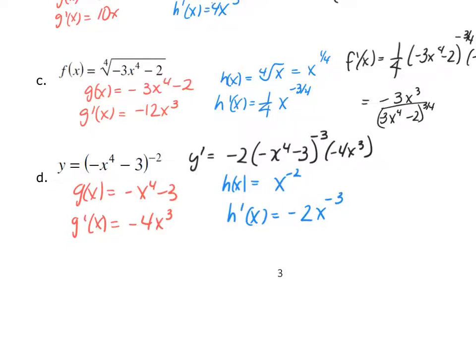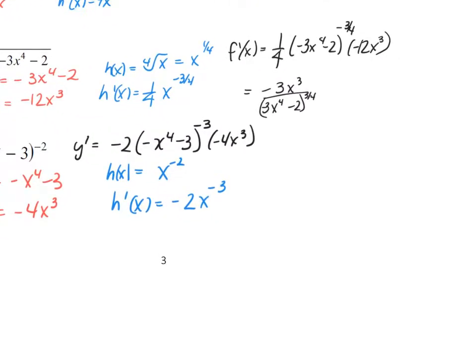Cleaning this up algebraically, I have a negative 2 multiplied by a negative 4, which gives me a positive 8, x to the 3rd. And then I'm just going to write that down in the denominator to make it a positive exponent. So negative x to the 4th minus 3 raised to the negative 3, a positive 3.